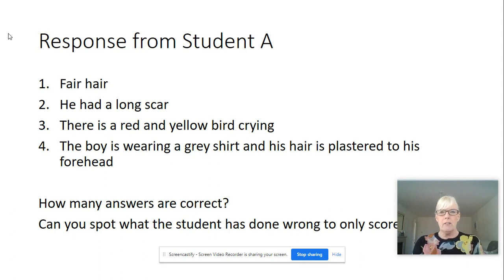Okay, so what I'd like you to do is, how many answers are correct? You're the examiner, you have 4 marks to award. Which ones are correct? Can you spot what the student has done wrong to only be given a score of 1 point? So again, you might want to briefly pause the video, have a little think about that. And then as we go on to the next slide, we'll talk about what the student did wrong.